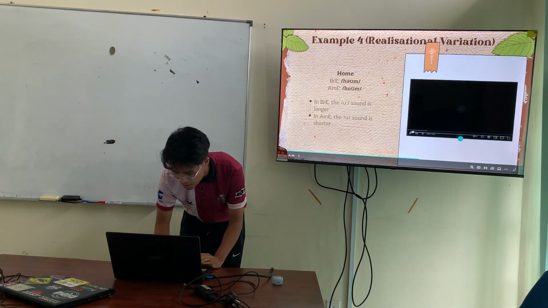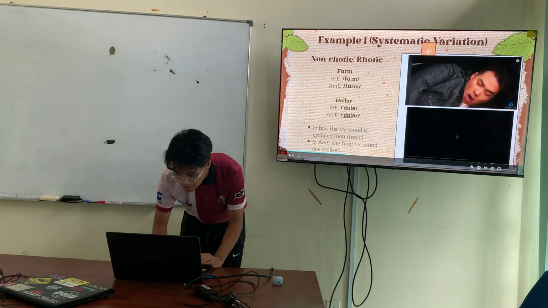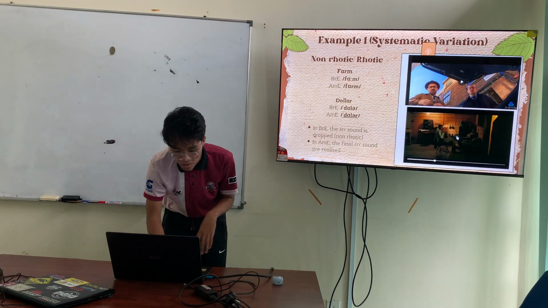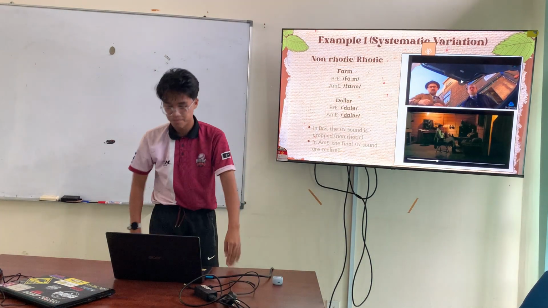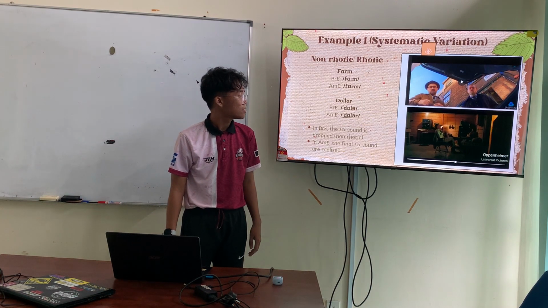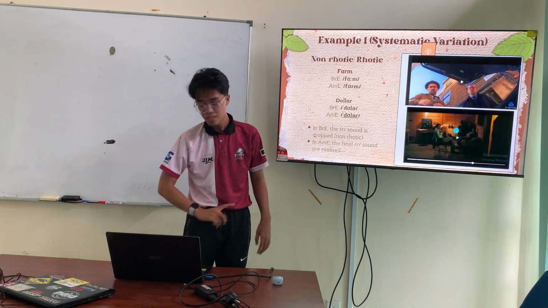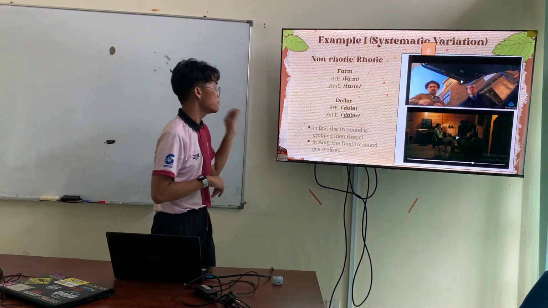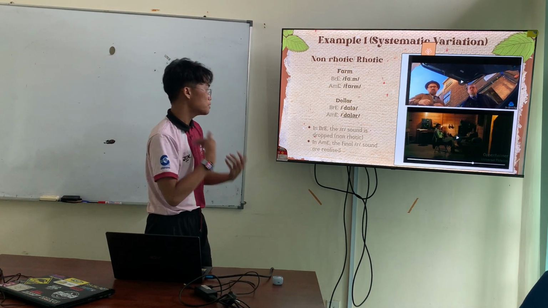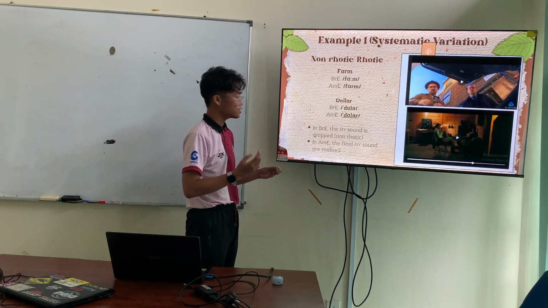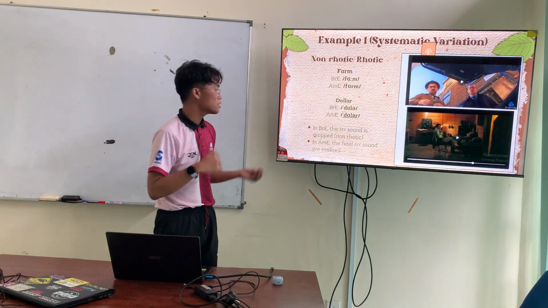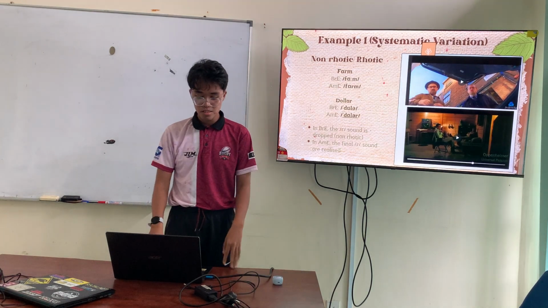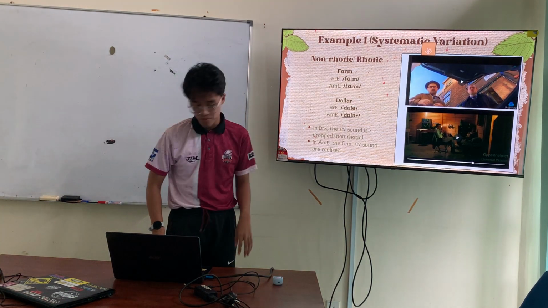So this second video focuses on the word dollar. Again, we see the absence of the rhotic R in the pronunciation of British people. They don't realize the rhotic R in their pronunciation, while Americans will do that. So this is the most obvious example of systematic variation.